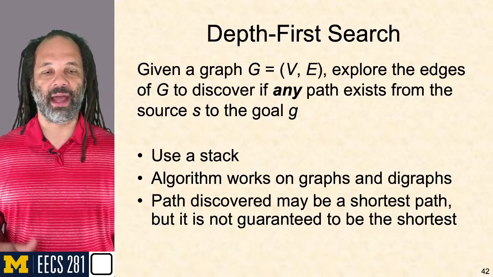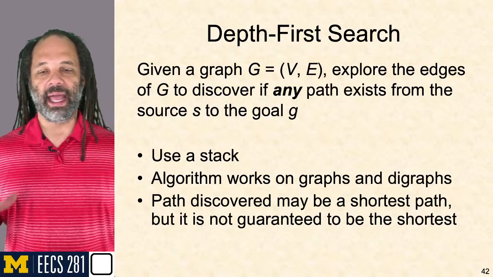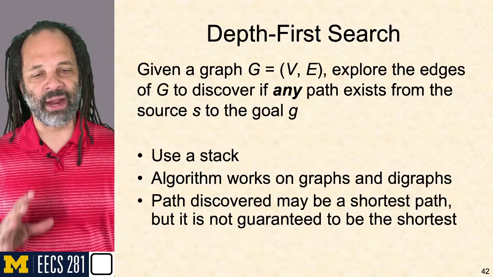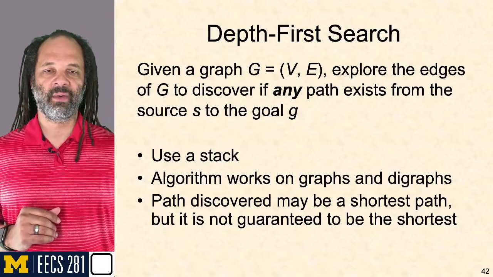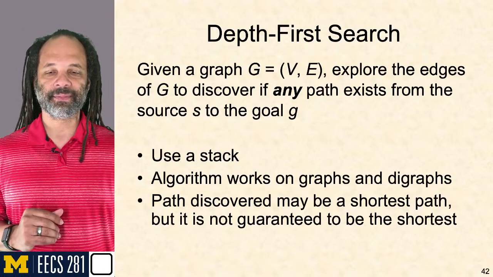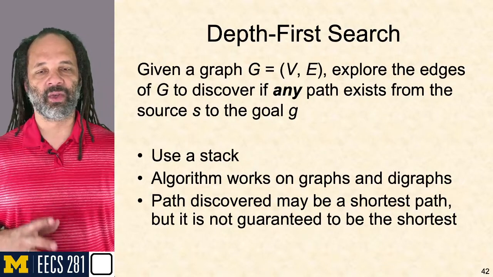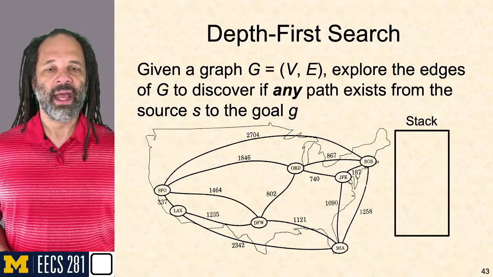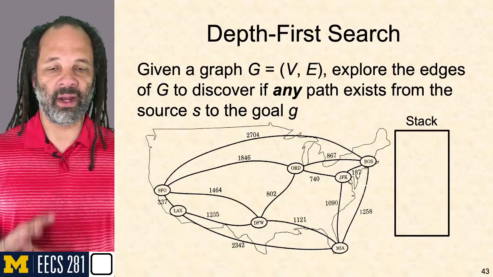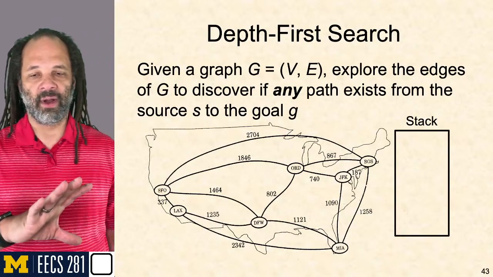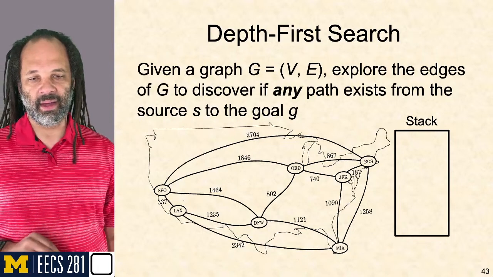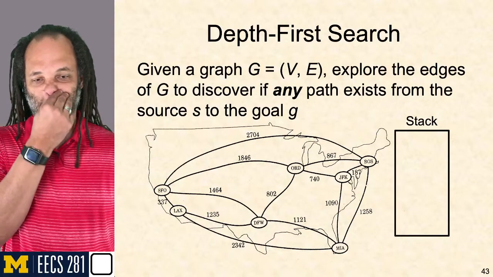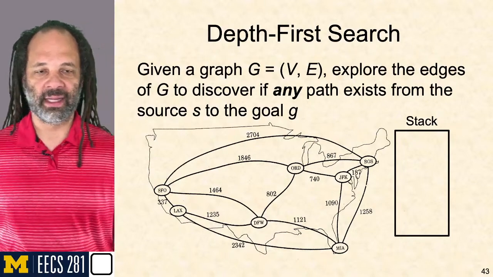Algorithm works great on graphs and digraphs. It can discover a shortest path, but it certainly is not guaranteed to be the shortest path. And we definitely saw that on P1. Path discovered may be a shortest path, but it's not guaranteed. So here's what a depth first search might look like here. Here's me going from, I think, where am I going here? SFO to JFK. I think that's the goal.